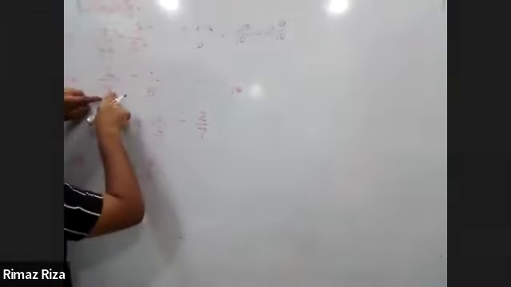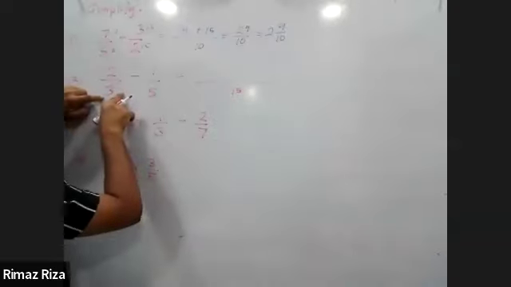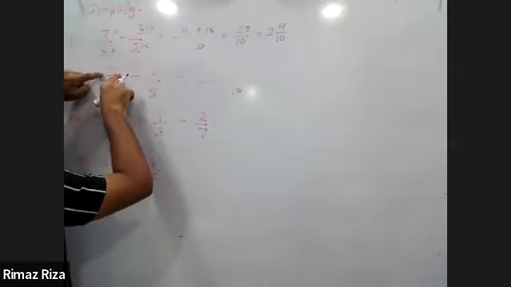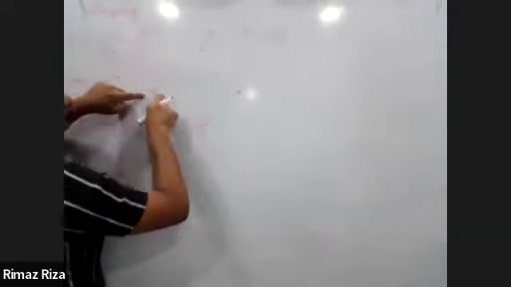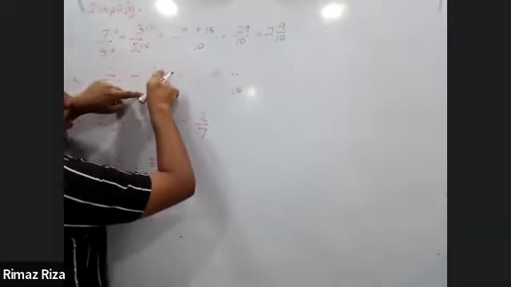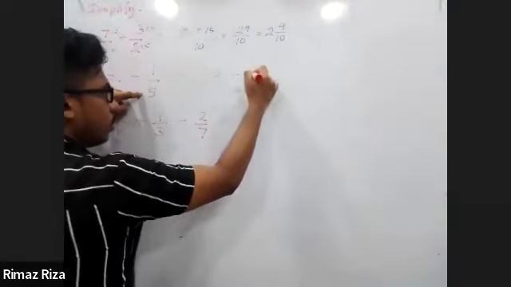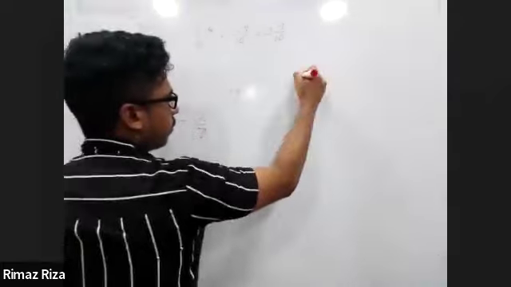Okay. To make this 15, we have to multiply by 5. Therefore, the numerator should be multiplied by 5. 2 into 5, 10, minus. This one we have to multiply by 3. Therefore, this one also we have to multiply by 3. So, minus 3. So, 10 minus 3 is 7. 7 over 15.